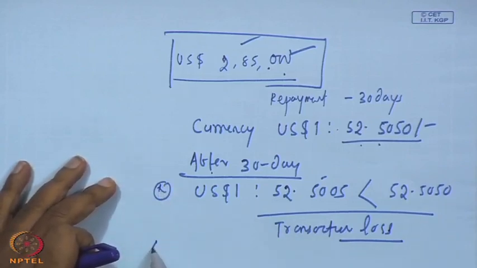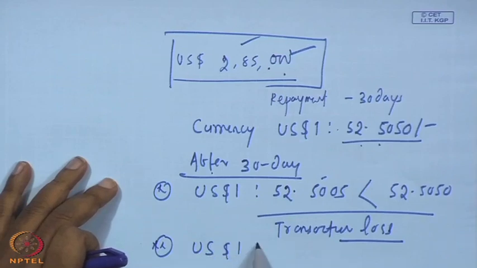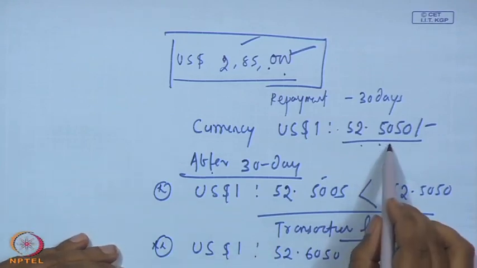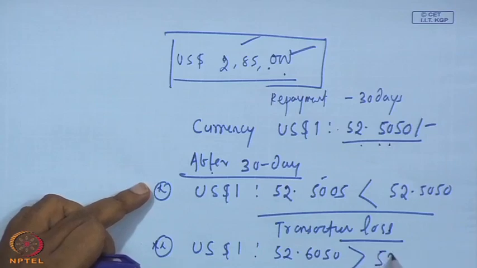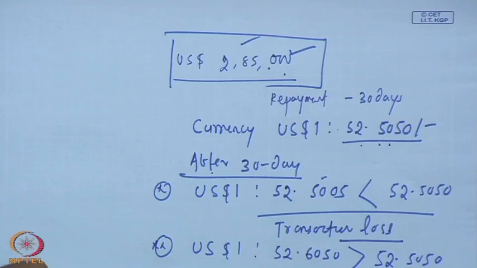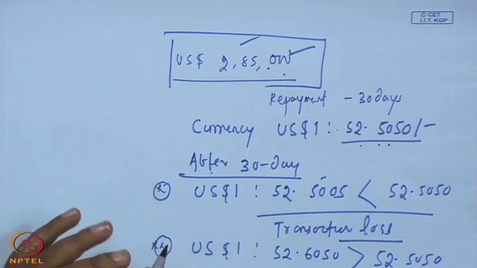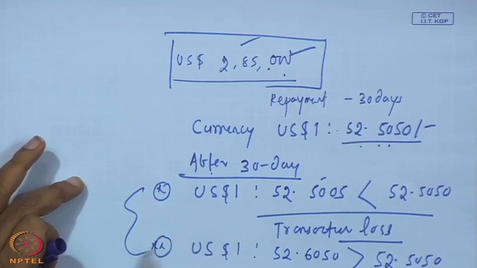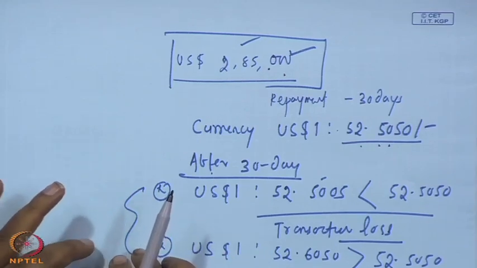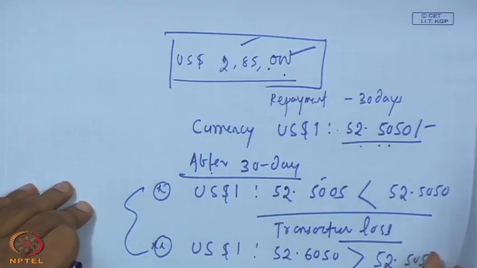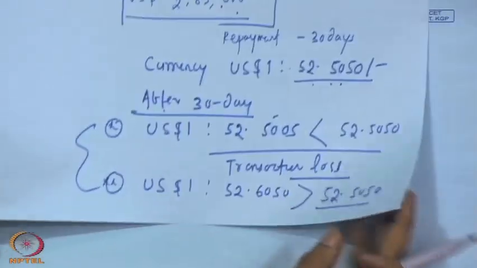Suppose in scenario 2 the US dollar is quoted at 52.6050. This is more than 52.5050, so it will create a transaction profit for the exporter. But the exporter cannot know whether he will be in loss or in profit. So it creates a risk for him, and this risk or exposure is a transaction exposure. The chances of loss or gain depend upon the future market, and the future market is uncertain, and this leads to uncertainty, which is a transaction exposure.